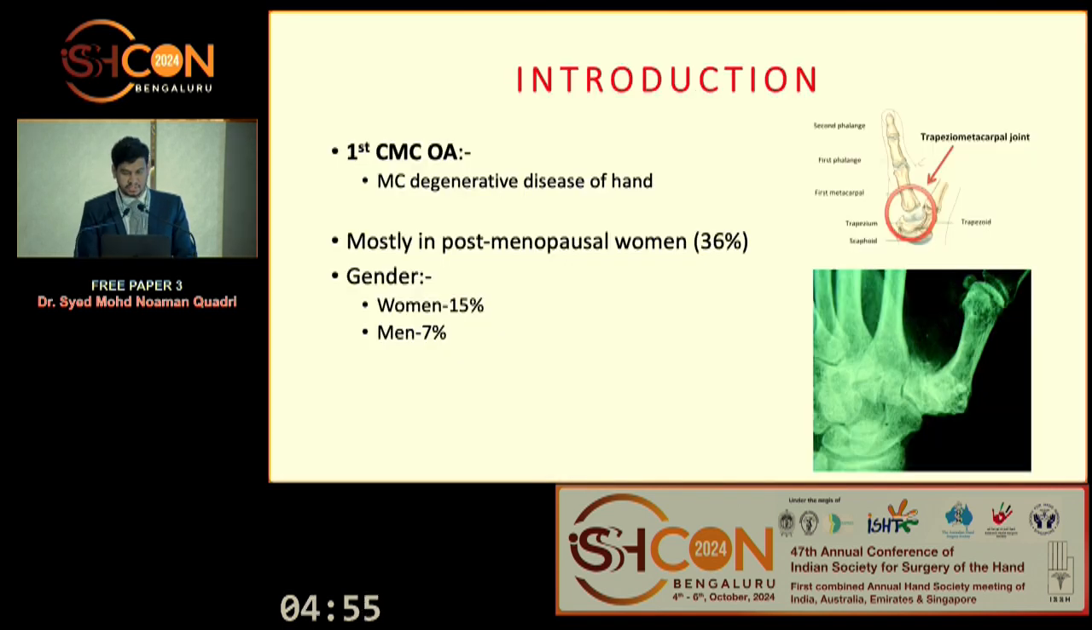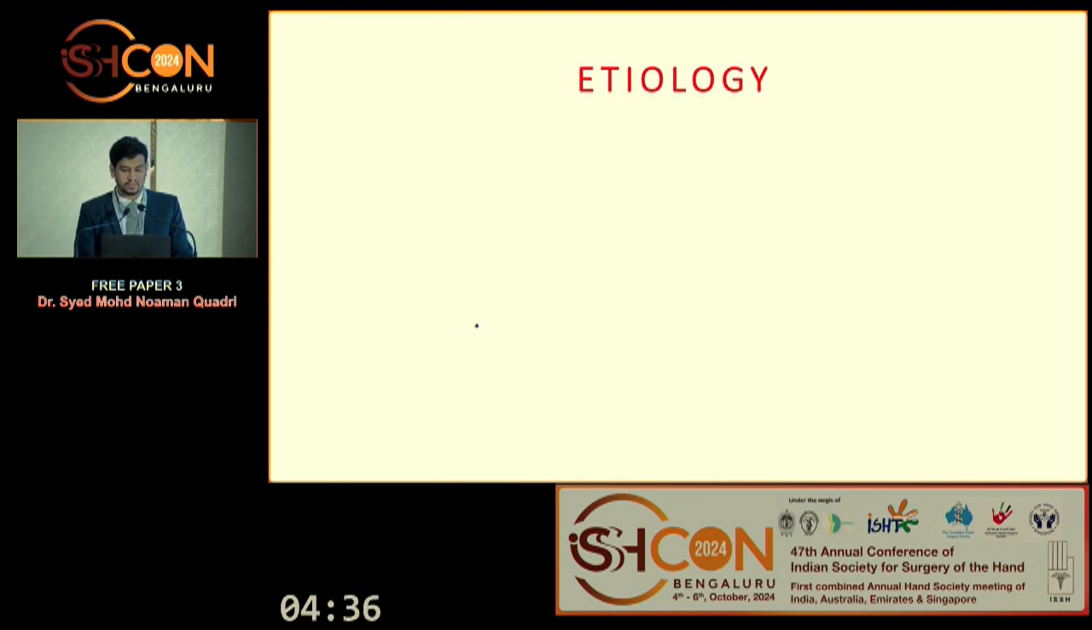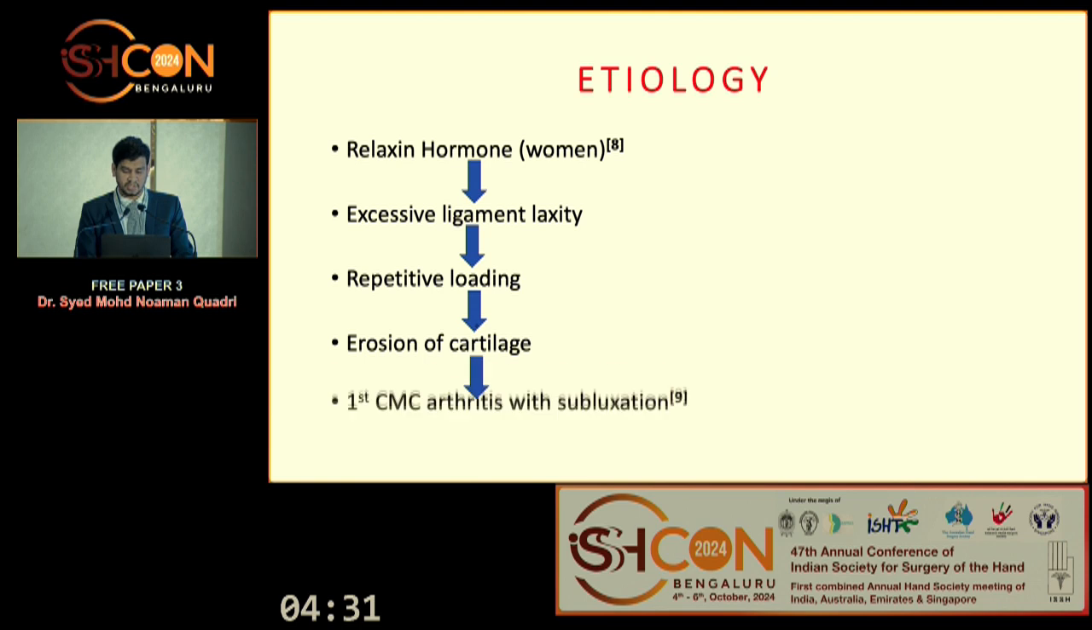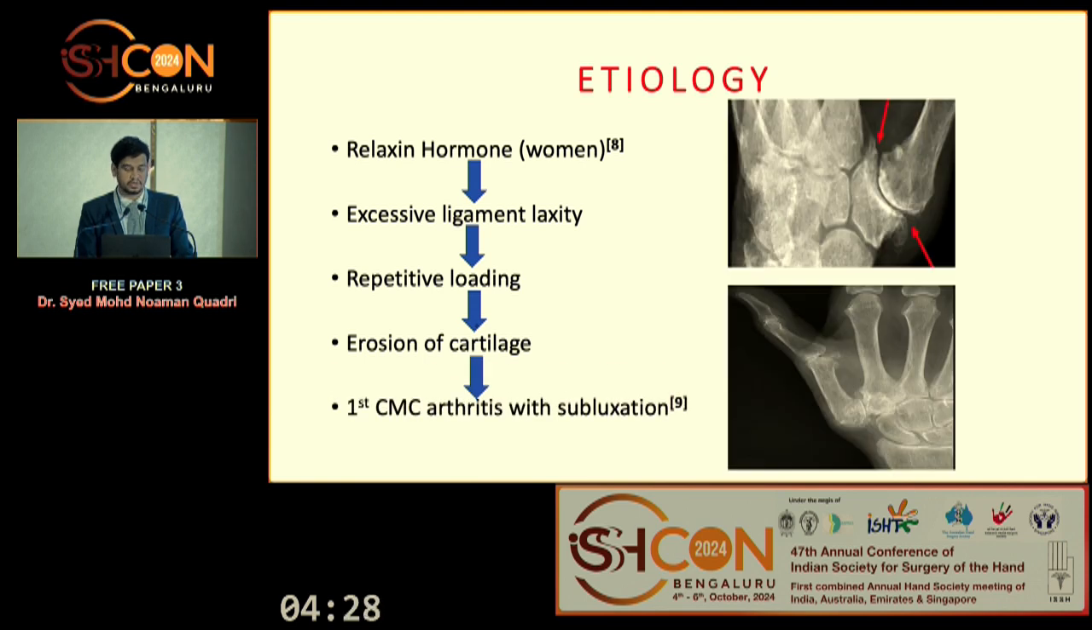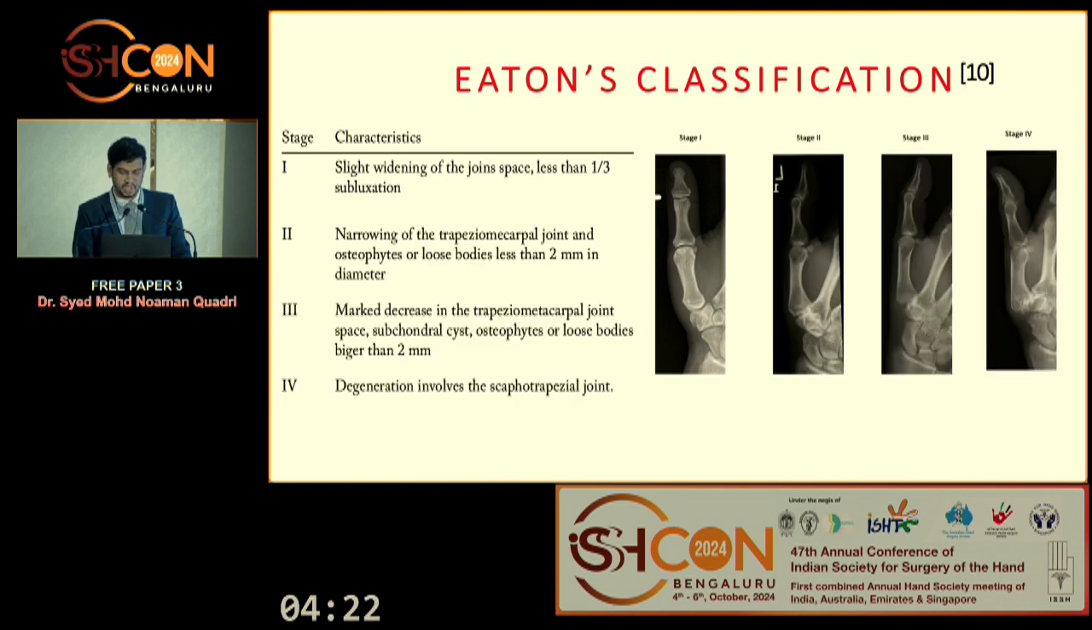Coming on to the introduction, it's the most common degenerative disease of the hand, mostly seen in women with a 2:1 ratio. Anatomy: it's a biconcave convex saddle joint with minimum bony stability and maximum stability provided by ligaments, mainly the anterior oblique ligament. Etiology: in women, the relaxin hormone causes excessive ligament laxity and repetitive loading leads to erosion and arthritis. Eaton classification is stage 1 to 4, where stage 3 is the maximum joint damage of the CMC. Stage 4 involves other joints like the scaphotrapezial joint.